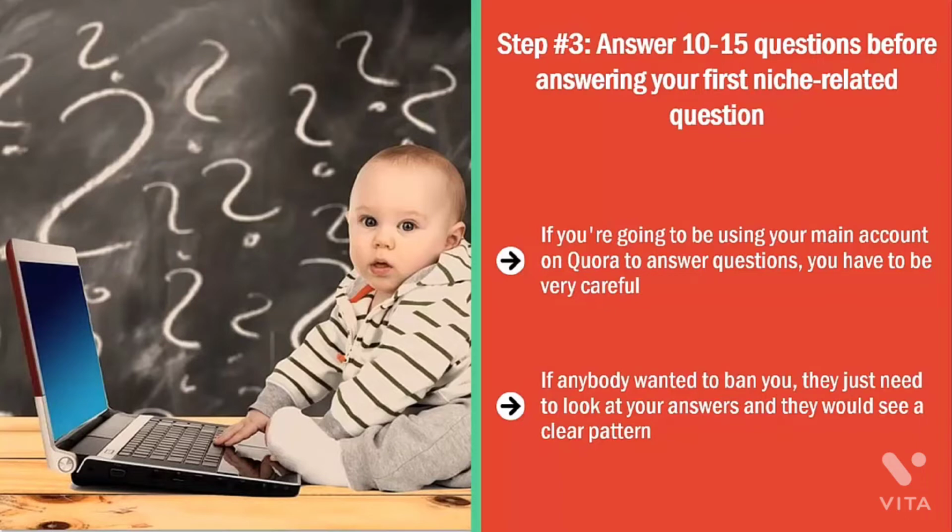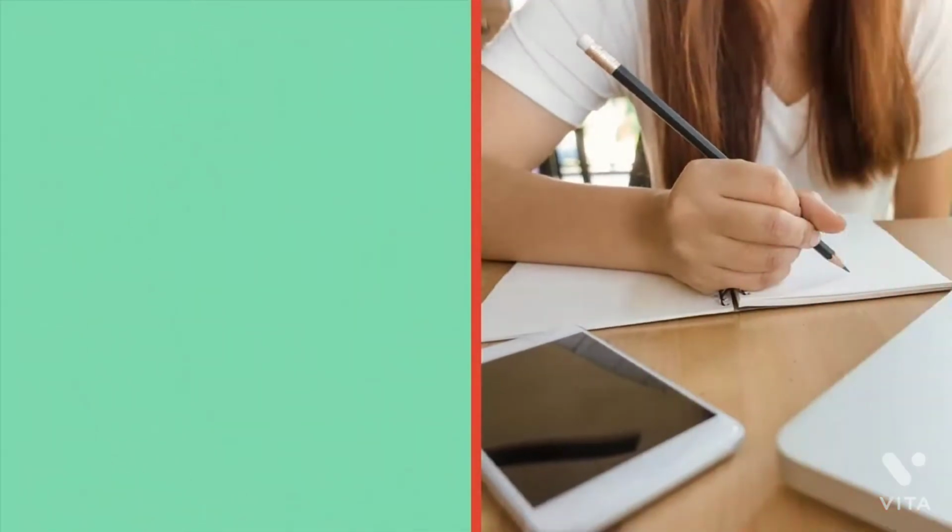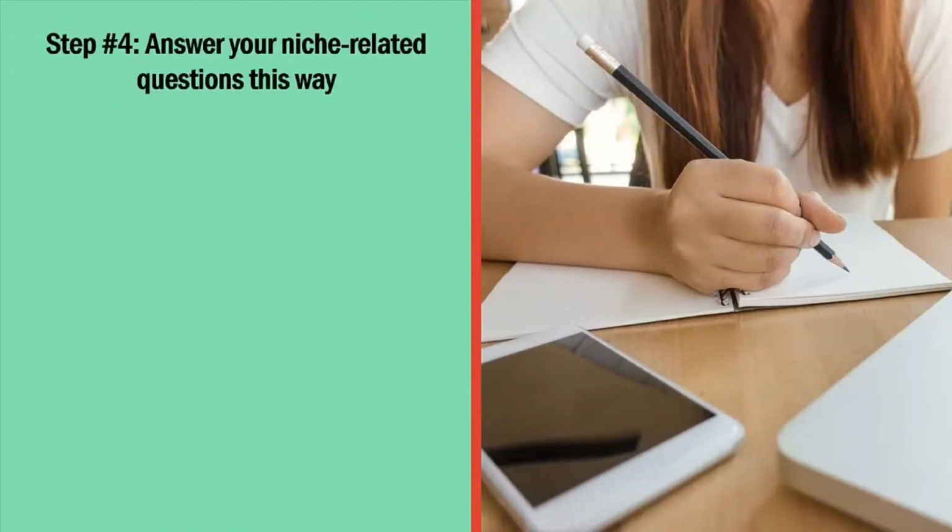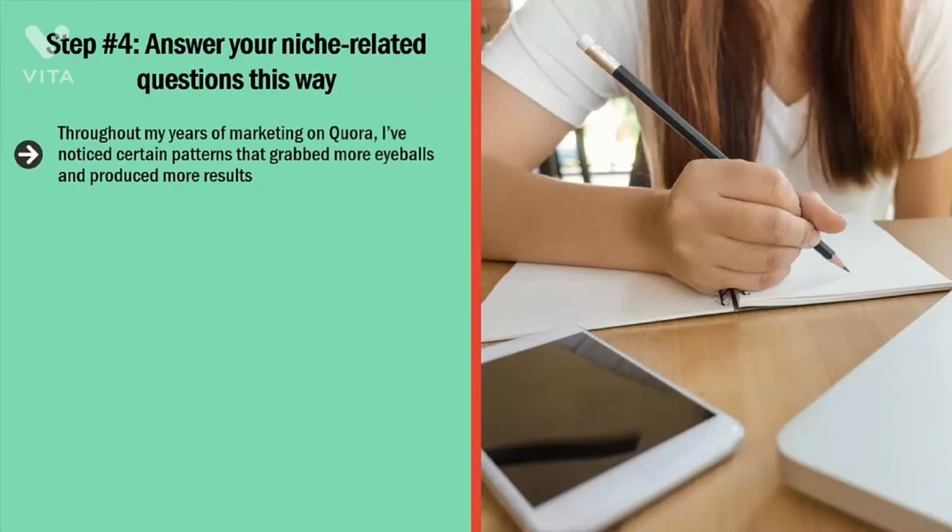Don't do that. Instead, answer 10 to 15 questions across a wide range of topics before answering a question that is directly related to your niche. Step number 4. Answer your niche-related questions this way. Throughout my years of marketing on Quora, I've noticed certain patterns that grabbed more eyeballs and produced more results. Your answers should fit the following pattern.